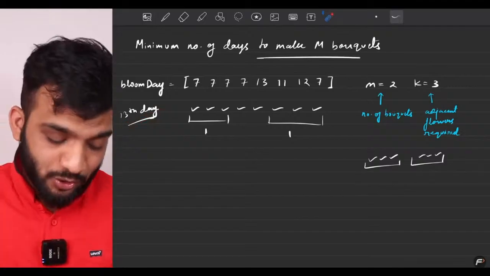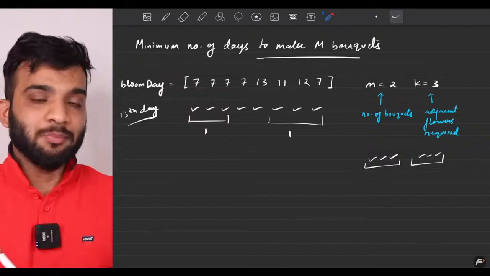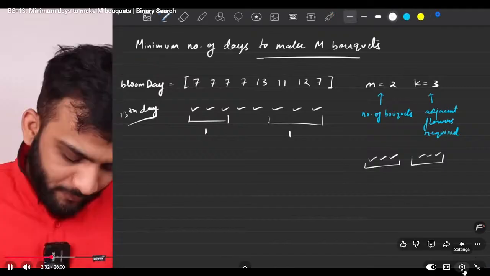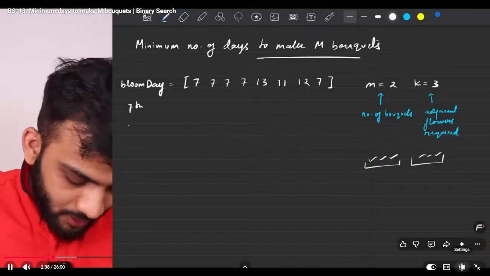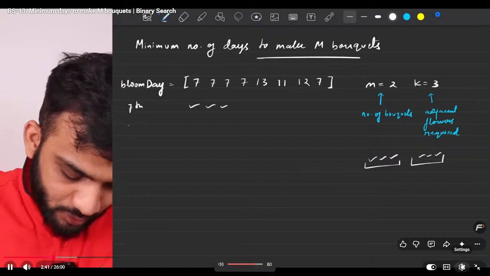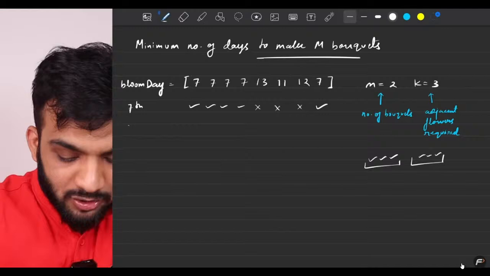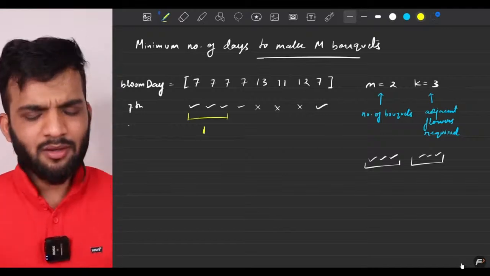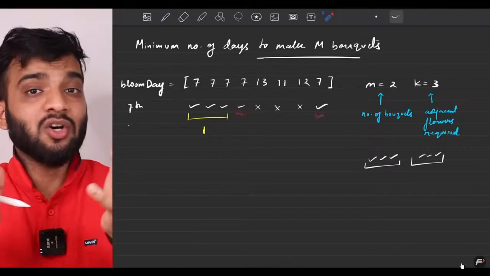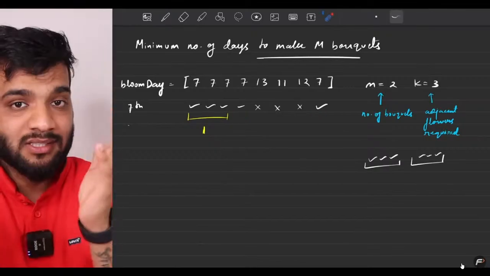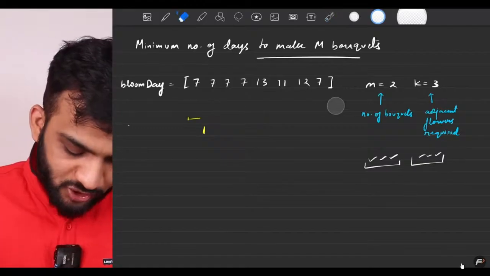But the question asks you to find out the minimum possible day. So what if I would have taken the 7th day? If I take the 7th day, this would have bloomed, this would have, this would not have, this would not have, this would not have, and this would have. So I would have been able to make 1 bouquet over here, and I cannot make any other bouquet. Why? Because they are not adjacent. It's very critical that 3 of them should be adjacent. Okay. So this is not possible.